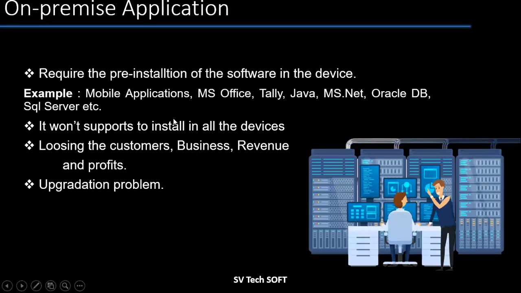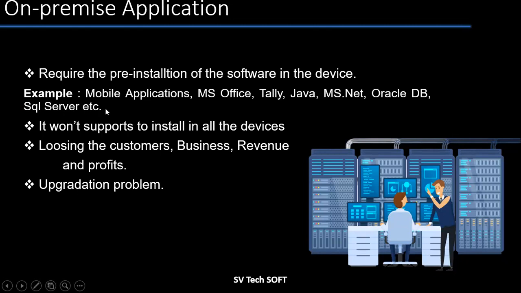Now, on-premise applications. As I mentioned, on-premise means they have to take care of maintaining the software or hardware. Whenever company employees need any particular software or hardware within the company premises, it requires pre-installation of the software on your device, machine, laptop or desktop. For example, mobile applications, MS Office, Tally, Java, Microsoft .NET, Oracle DB, SQL Server.